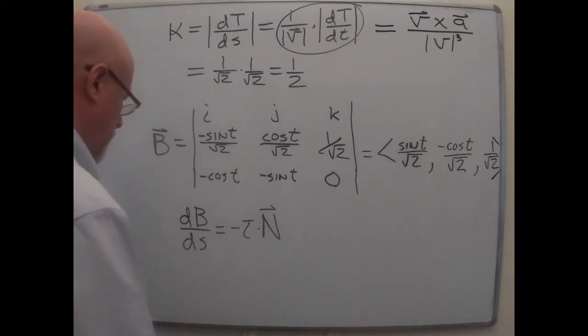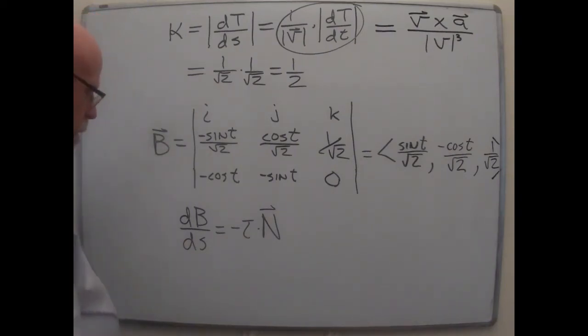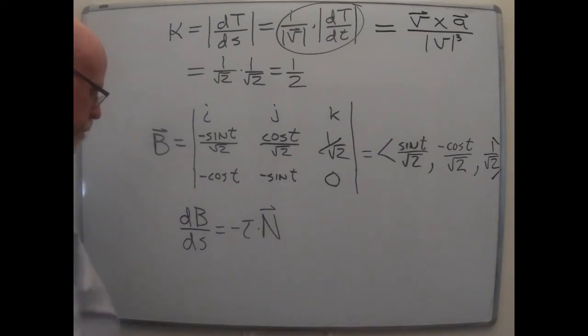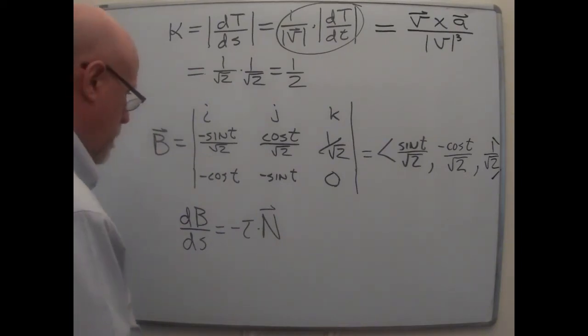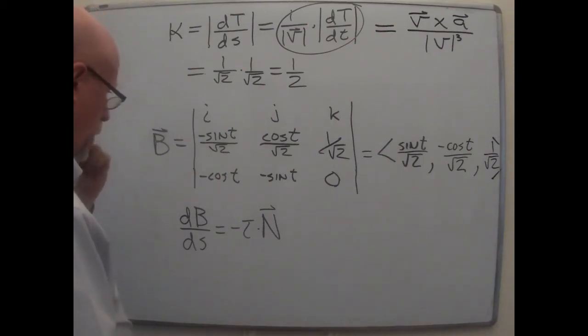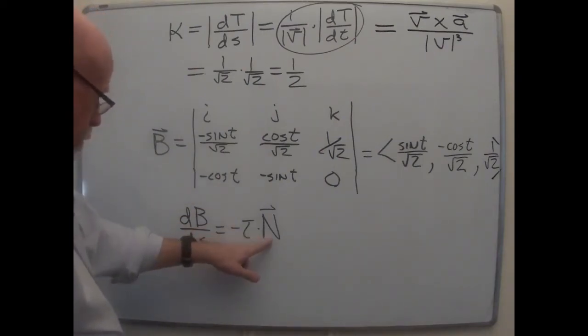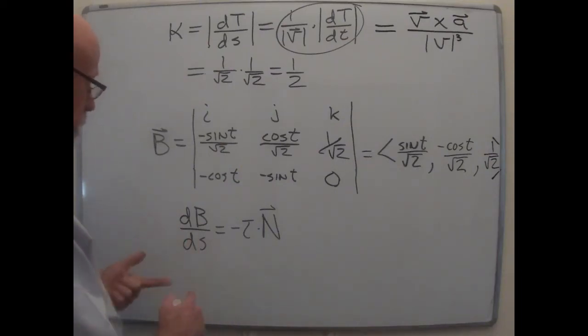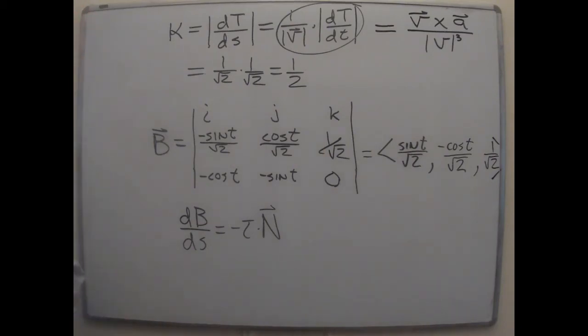Another way to think about this is it's the projection of dB/ds on the direction of n. That's what minus tau is. And since n is a unit vector, though dB/ds may not be, you can think of it this way: it's just the dot product of n with dB/ds.